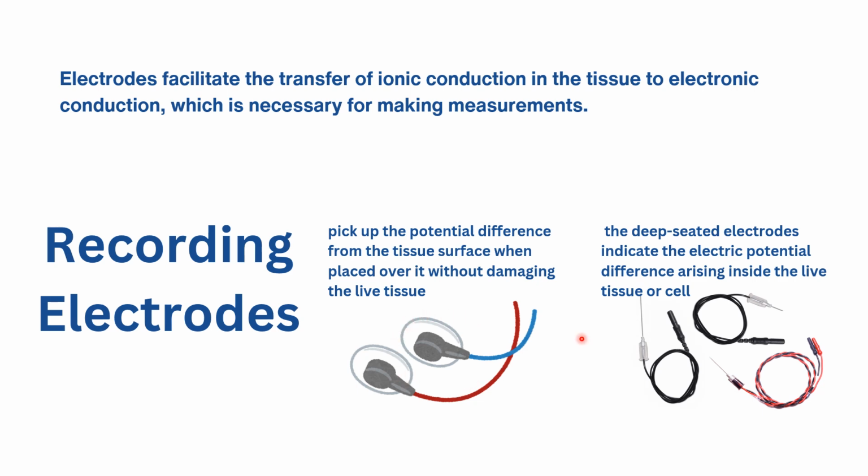And there are also cases where they may have to know much more information. In those cases, they will pierce through the skin and take signals from the depth of the tissues. So in those cases, they use these deep seated electrodes. These deep seated electrodes indicate the electric potential difference arising inside the live tissue or cell. So these are the two important types of recording electrodes.